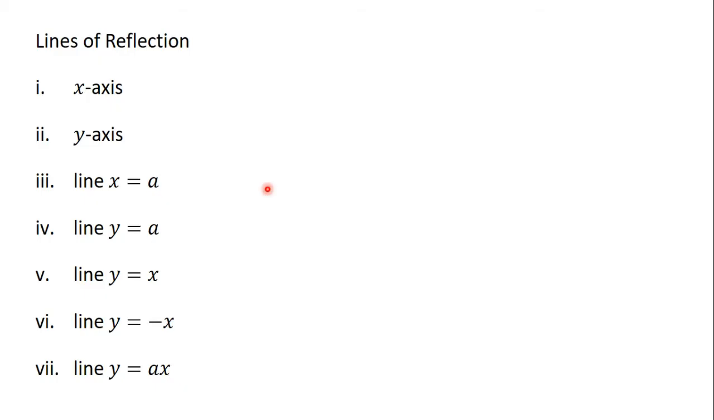So in this video and the subsequent ones, we are going to learn how to reflect a point in the xy plane or the Cartesian plane by using these lines of reflection. For each one of them, we are going to learn the rule for the transformation, and then we will use that rule to solve some questions. We are going to begin with the first one, that is the x-axis. So we are going to learn how to reflect a point using the x-axis as the line of reflection.